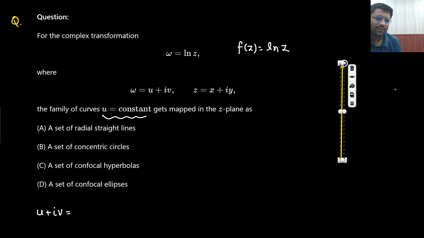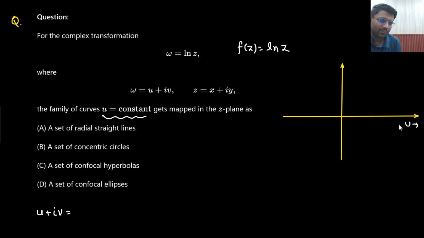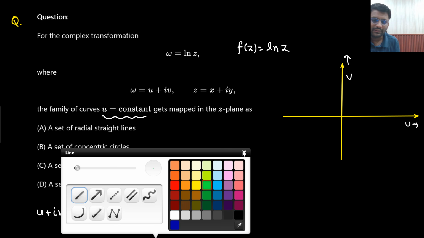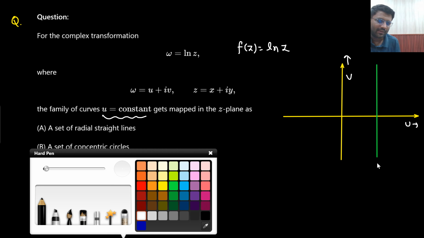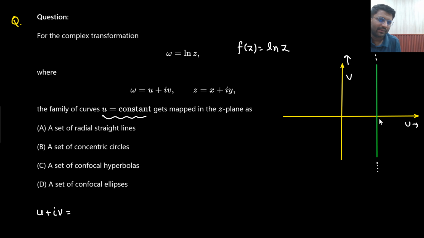If you draw the omega plane, what will it look like? This is your u, this is your v. So u equals constant they are talking about, and it will be extended till minus infinity and plus infinity. So this is your C point, C comma 0. And v is going from minus infinity to infinity, because if they are not mentioning v, that means v is going from minus infinity to infinity. So this is the line.